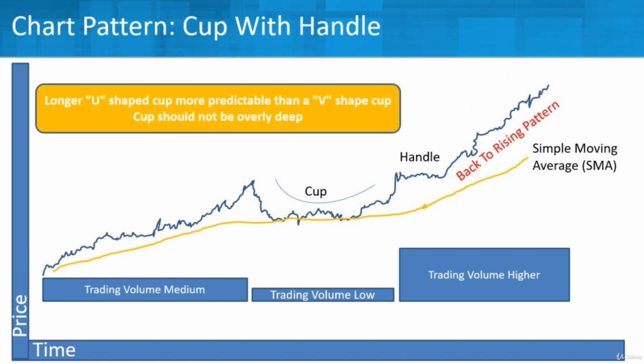Also, one thing to consider too is the longer the U shape of the cup, the more predictable it is than a V-shaped cup. So if you see that we have this long U there in the example that we're showing here with this cup, it looks like a U, but it's really kind of flatter and longer than if it was a real sharp V type of a cup.